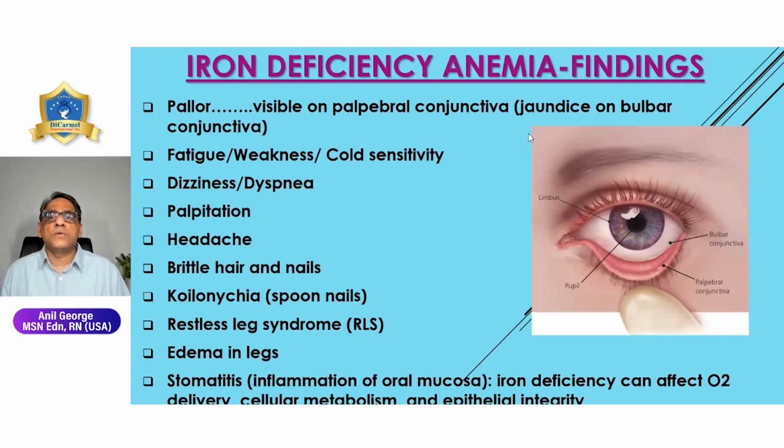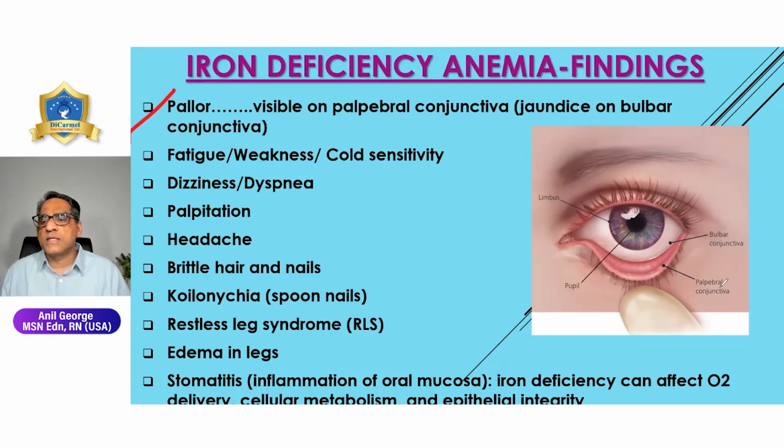Now, looking into the findings of iron deficiency anemia, we have a long list of findings that are listed here. Many of them would be known, some of them may not be known, and we have a lot of description on each of these items on the subsequent pages as we're going to be seeing. So the first one, which everyone is familiar with, is pallor, which is visible on the palpebral conjunctiva.